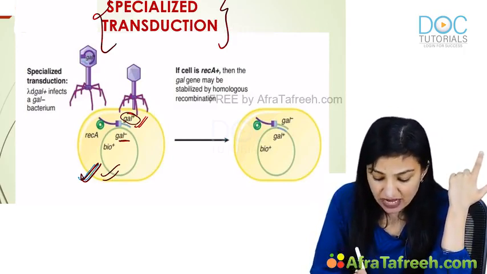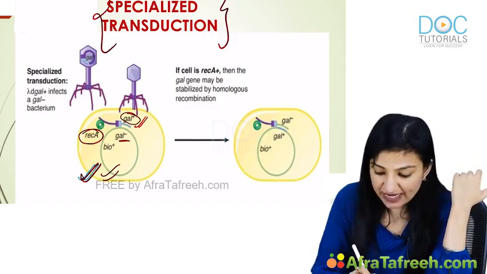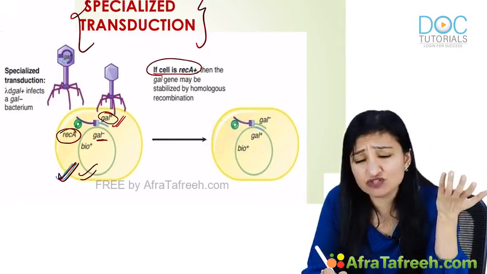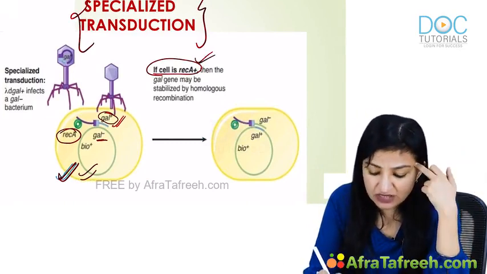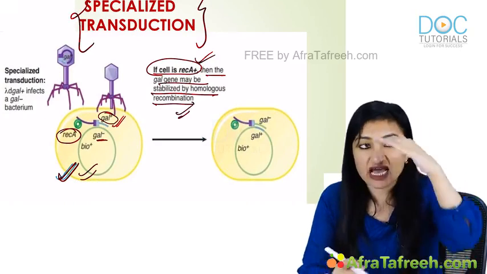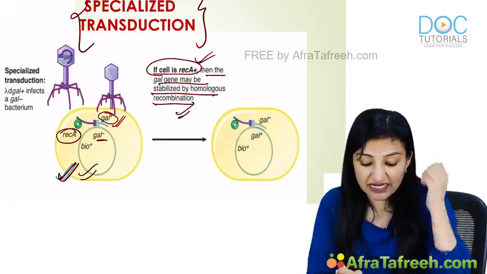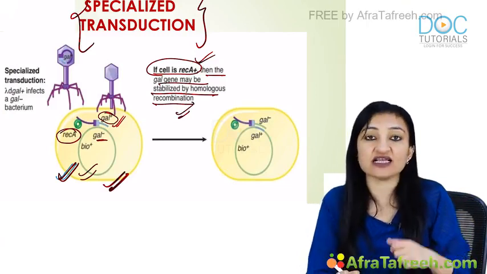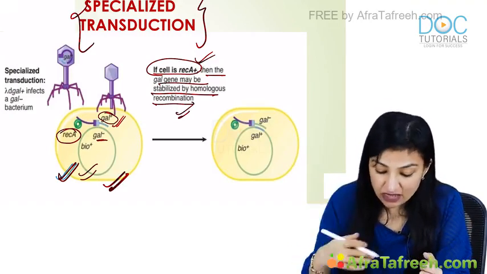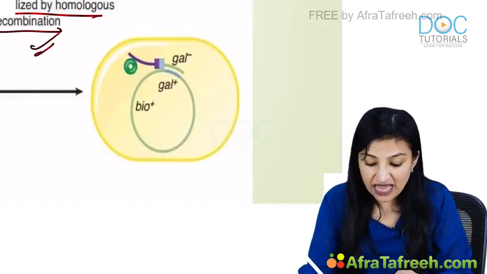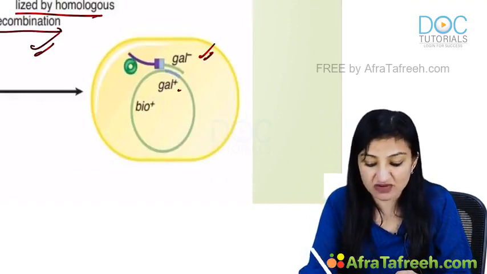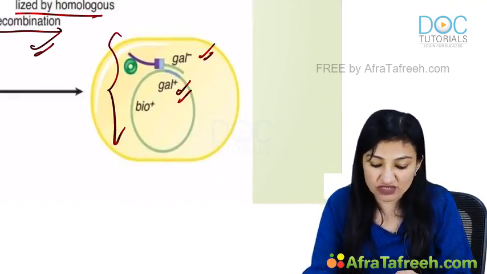But this bacterium has got the recA gene or the RecA protein. So if the cell is recA plus, which means that the recombinase A protein is being produced, then the gal gene may be stabilized by homologous recombination. Gal plus and gal minus are homologous genes, and if this yellow bacterial cell has recombinase A protein, then exchange is possible, and the gal minus present in the bacterial chromosome will go out and gal plus will be incorporated. This is nothing but homologous recombination.